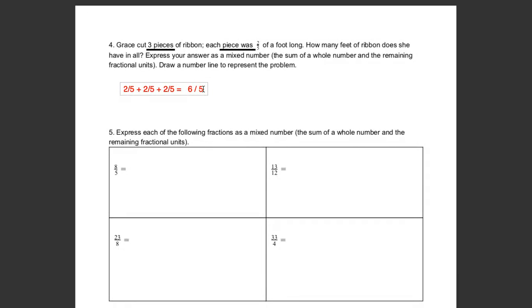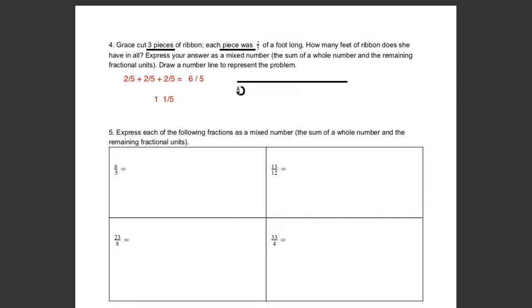However, the problem did ask me to show my answer as a mixed number if it was a fraction greater than 1. So I'm not going to leave 6/5 as 6/5. I'm going to turn it into 1 whole and 1/5. How do I know that 6/5 is the same as 1 and 1/5? Well, I know that in each whole, there are 5/5.